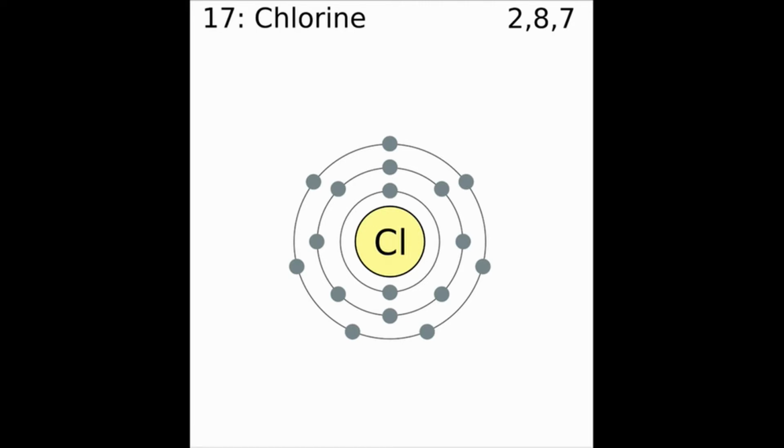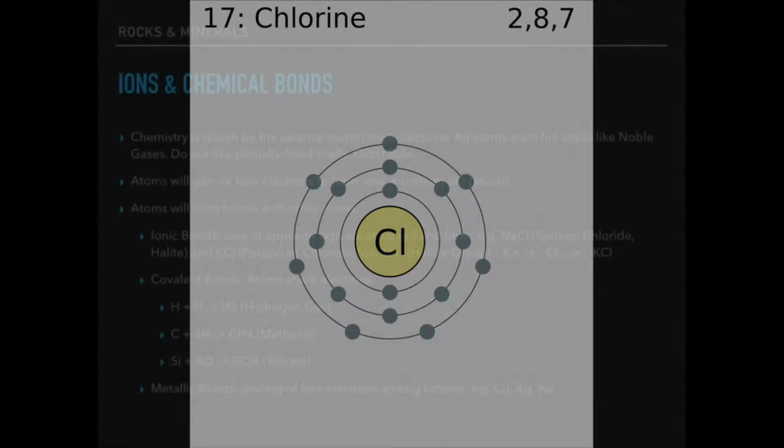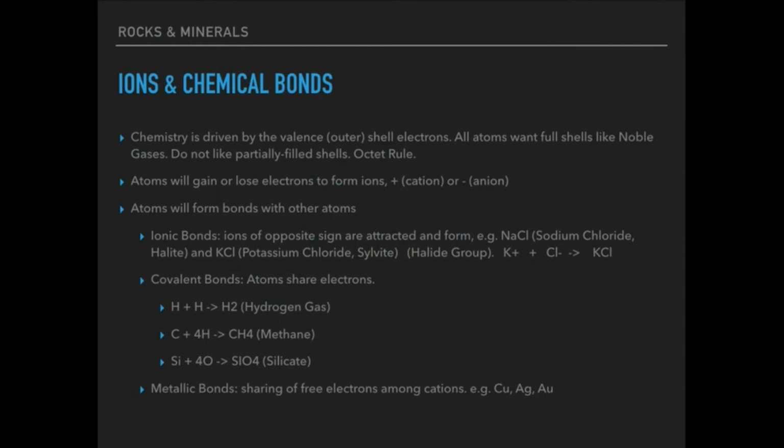So these atoms will form bonds with other atoms, and there are actually 3 different ways they can form bonds. There are 3 kinds of bonds: ionic bonds, covalent bonds, and metallic bonds. We'll talk about each one of these.